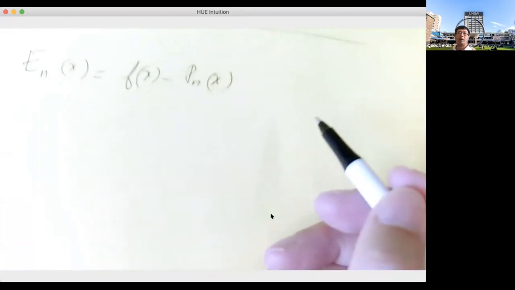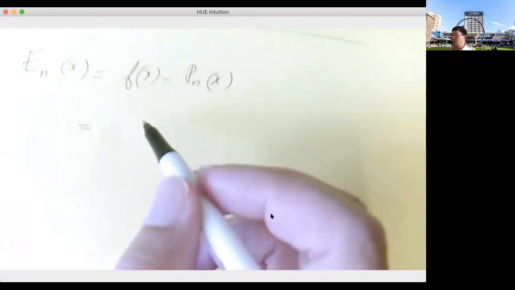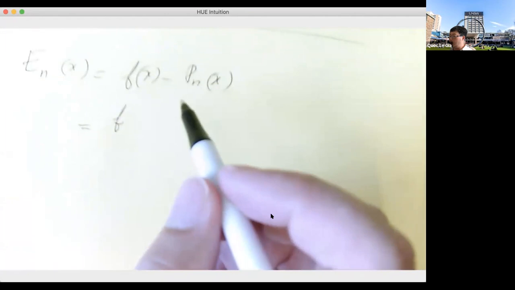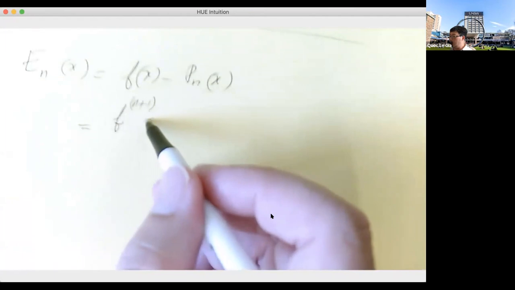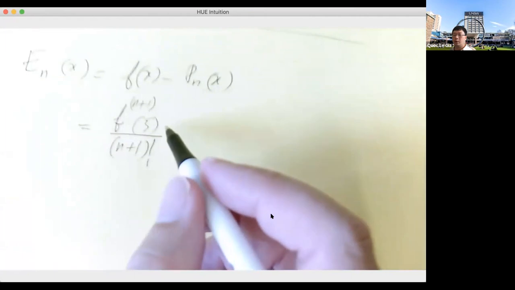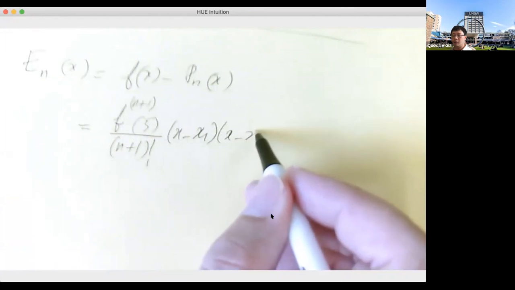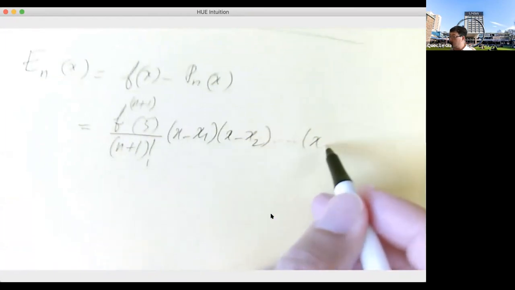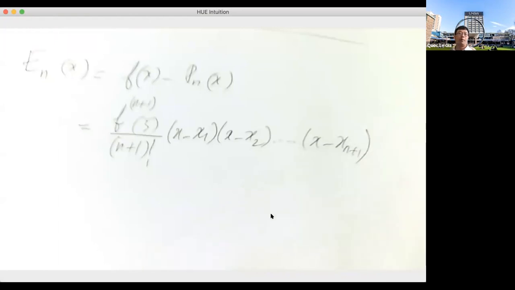And we proved in the lectures that the error function can be given by the derivative of order n plus 1 at some point xi over n plus 1 factorial, okay, times the product of x minus x1, x minus x2 up to x minus x n plus 1. Okay, so that's what we proved in the lectures. And now this one is just a simple application.